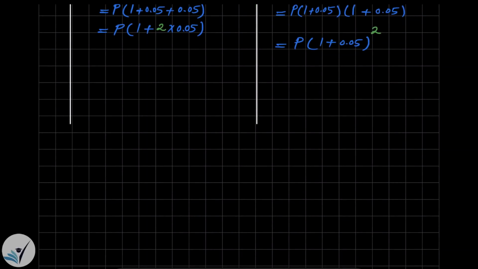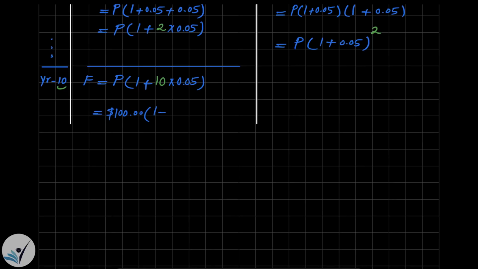Let's fast forward to year 10. So in case of simple interest, the total money would be F equals, if we follow the same pattern, P open parenthesis 1 plus 10 times 0.05, and this multiplier 10 matches with the year number 10 here. Assuming P is $100, the total money would be 100 open parenthesis 1 plus 10 times 0.05, and if you do the math, you're going to get 150.